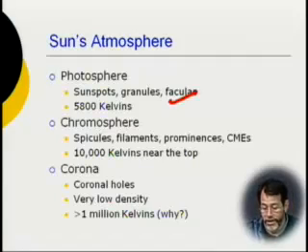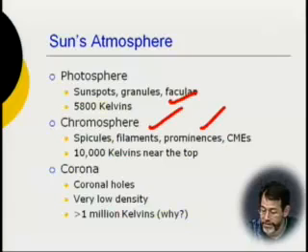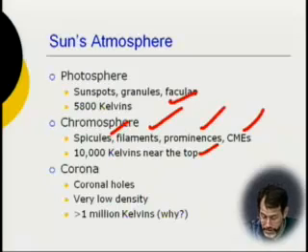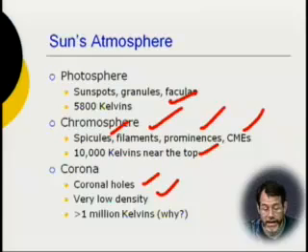Above the photosphere that we see through is the chromosphere. The chromosphere has other things. It has filaments in it, it has prominences, it has coronal mass ejections, it has spicules, which we'll talk about. The temperature at the top of the chromosphere is about 10,000 degrees. Outside of that, there is the corona. The corona has holes in it. It is very low density, and it is very hot.